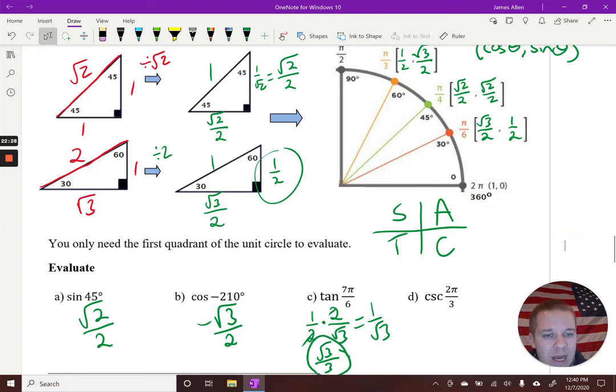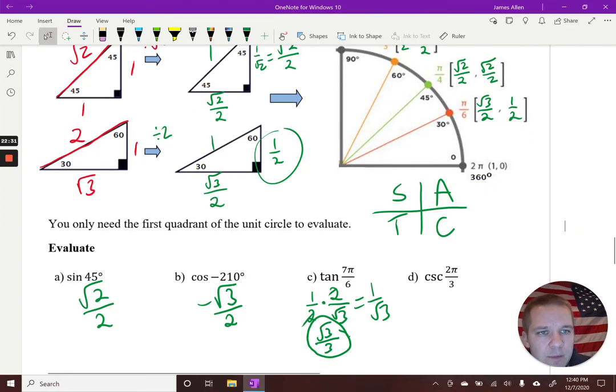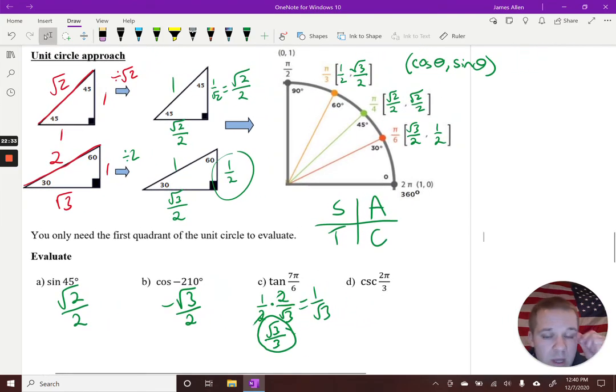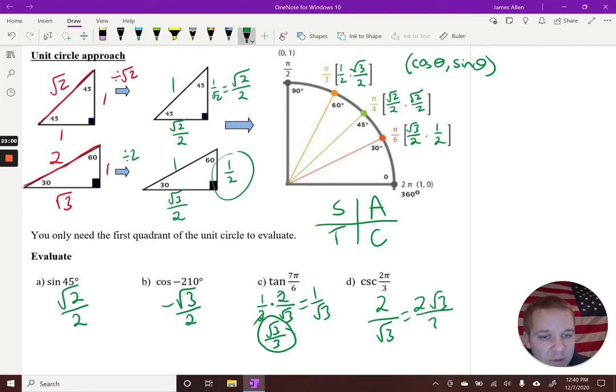Okay, now the last one, maybe I'll zoom out a little bit since we're running short on room. Cosecant of 2 pi over 3. Well, over 3, that's our value right up here. Now, cosecant is the reciprocal of sine, which would mean that I would do the reciprocal of root 3 over 2, which is going to be 2 divided by root 3. Now, I do need to rationalize this. So if I do that, I get 2 root 3 divided by 3.